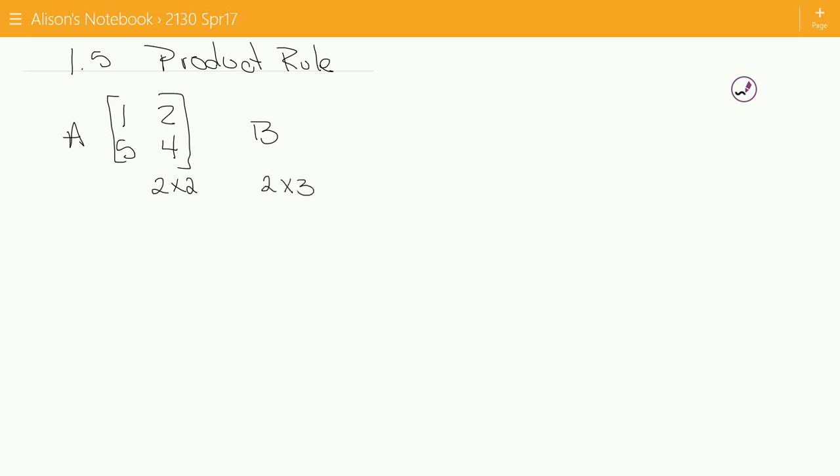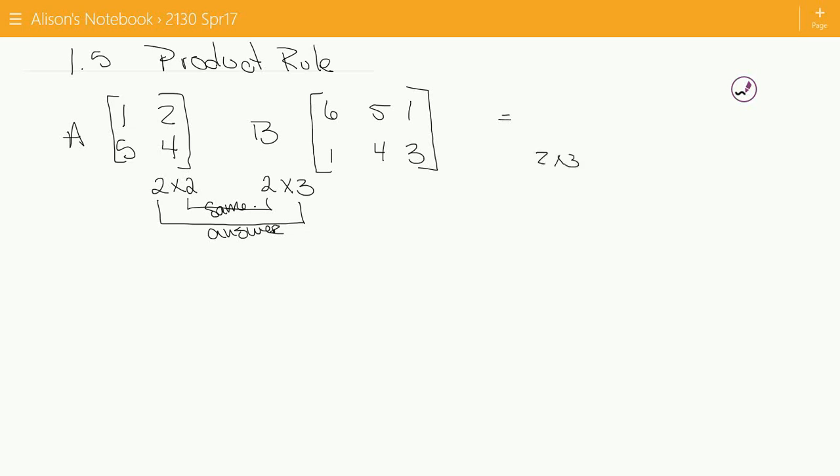It could actually be a 2 by 3. So let's make it a 2 by 3. This is going to be 6, 5, and 1, 1, 4, and 3. That is a 2 by 3. Remember, in order to be able to multiply them together, these two middle values have to be the same. And my answer is going to end up being the outer size. So when I complete this, I am going to end up with a 2 by 3 matrix.